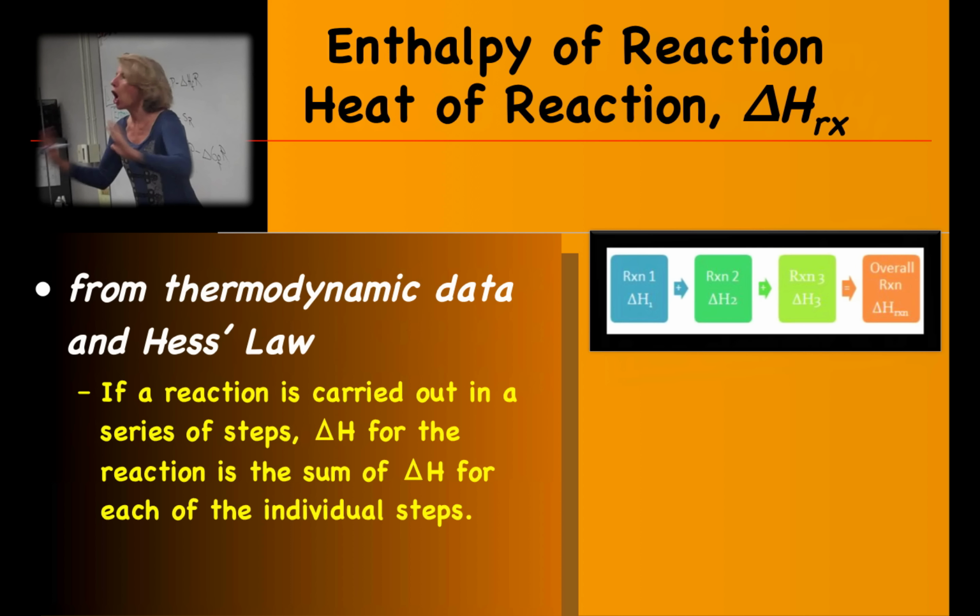So if you look at the diagram on the right, if reaction 1 plus reaction 2 plus reaction 3 combine to give you an overall reaction, that means that the heat of the overall reaction is equal to the individual heats of reaction for reaction 1, 2, and 3. All you have to do is add them together. Let me give you a simple example.